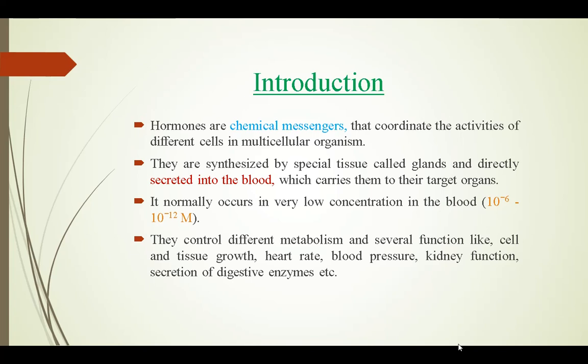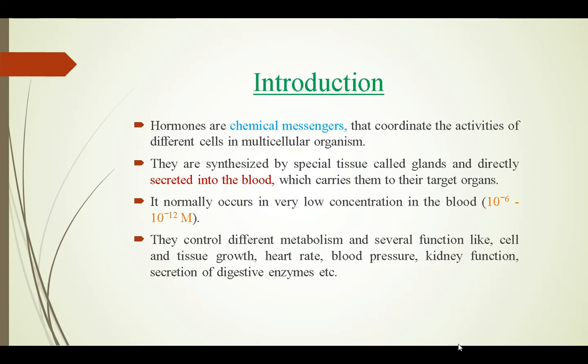Introduction of hormones. The endocrine system controls body processes through the production, secretion, and regulation of hormones. The endocrine system is made up of glands that produce and secrete hormones. Hormones are chemical messengers that coordinate the activities of different cells in a multicellular organism. Hormones are directly secreted into the bloodstream, which carries them to their target organs in order to initiate an effect.